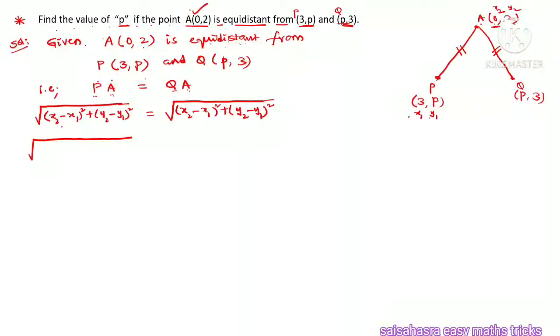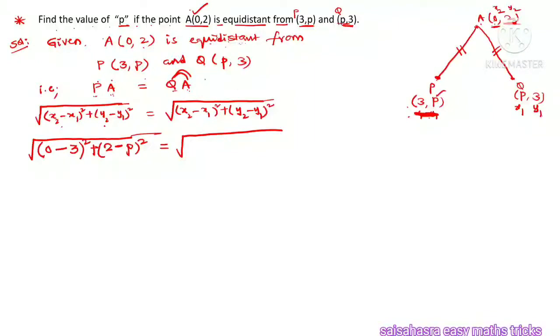x2 is 0 minus x1 is 3 square plus y2 is 2 minus y1 is P square is equal to under root, in this case QA. At this moment Q will be (x1, y1), A will be (x2, y2).